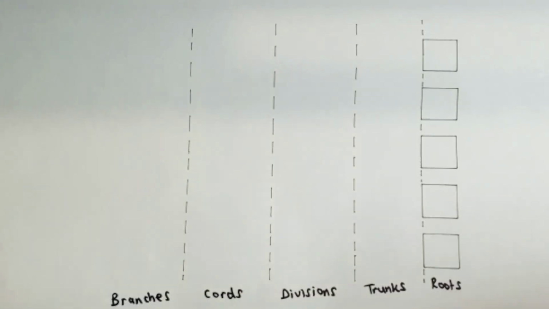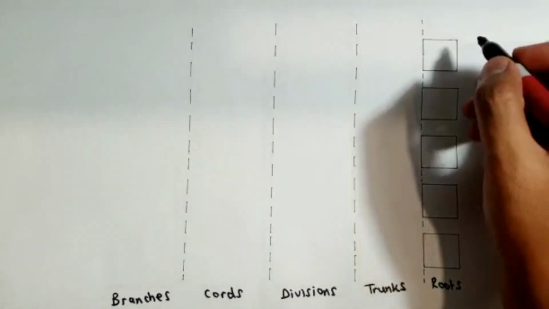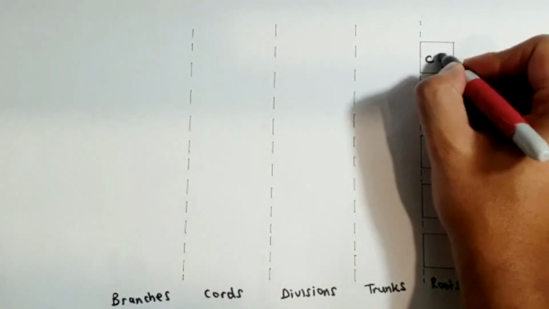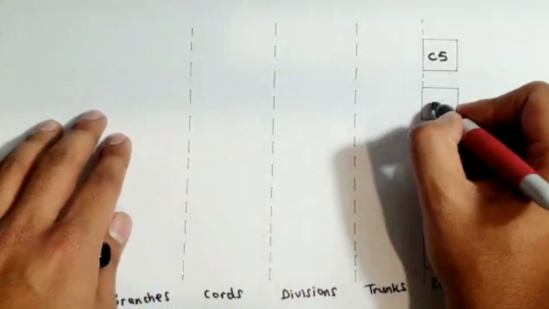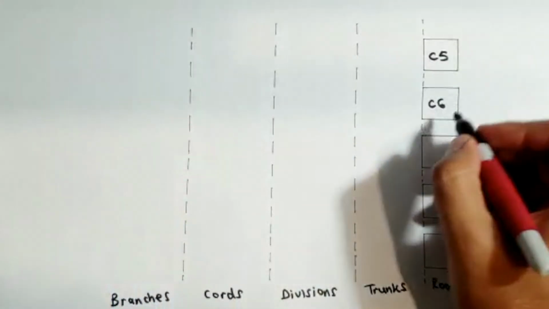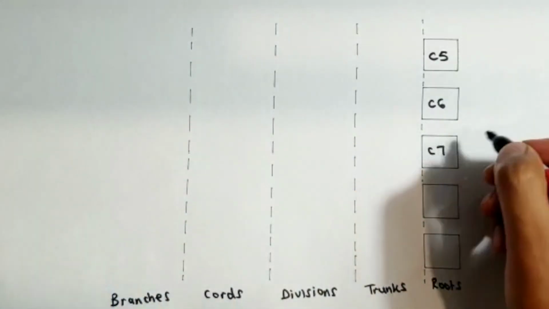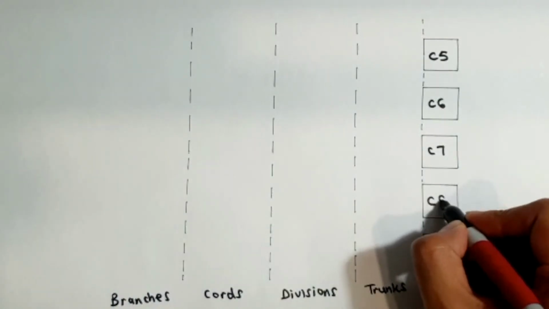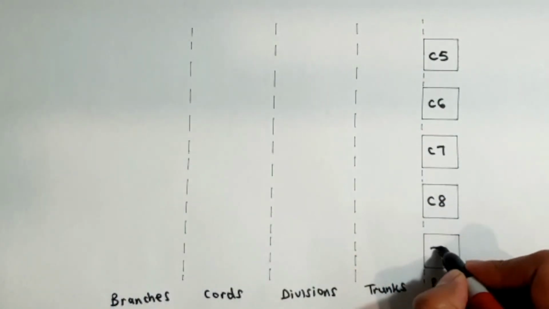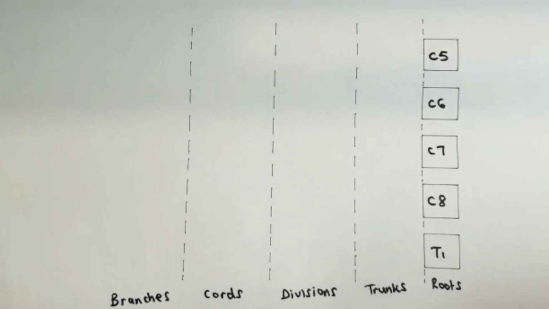Now, if we start from the roots, we know the roots of the brachial plexus include C5, C6, C7, C8, and T1. So these are your roots. Now, these roots give rise to trunks. We have 3 trunks in our brachial plexus, the upper, middle, and lower trunk.